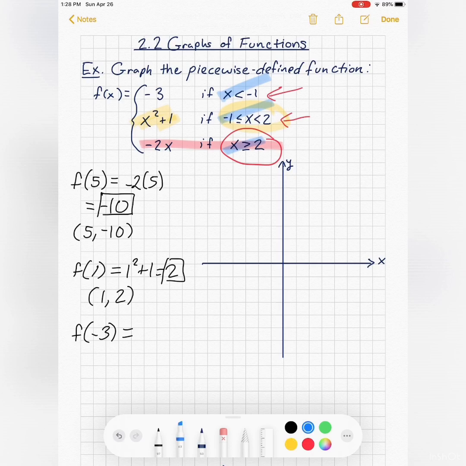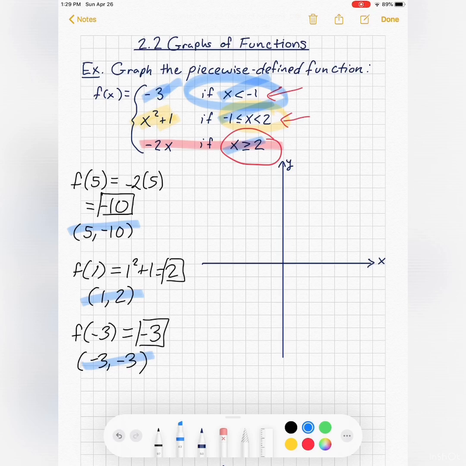-3. Okay, -3 is less than -1. So that top piece is the easy piece. No matter what value I plug in for x, I just get the constant -3. Okay, so what have I actually found? I found 3 points on the graph of the function.